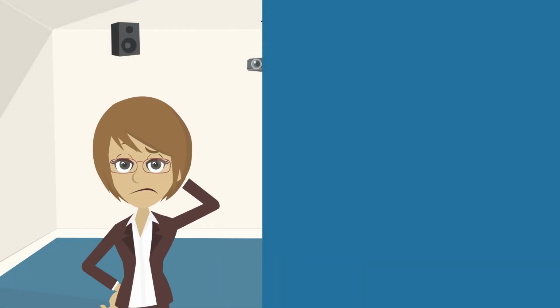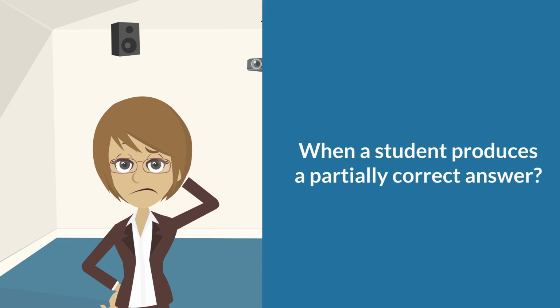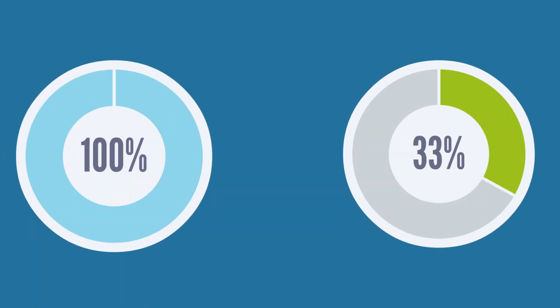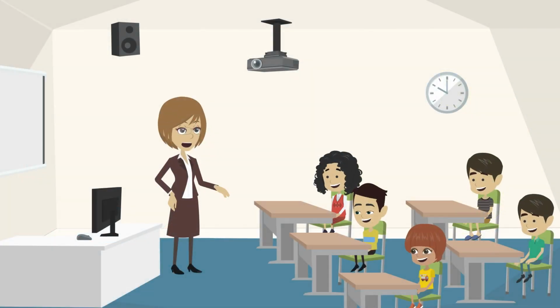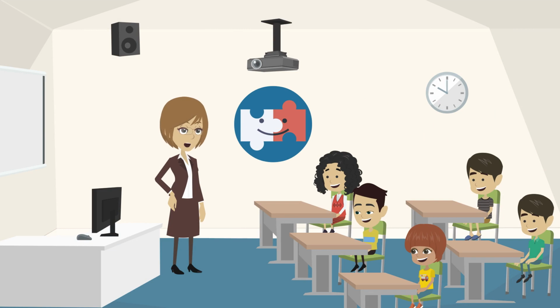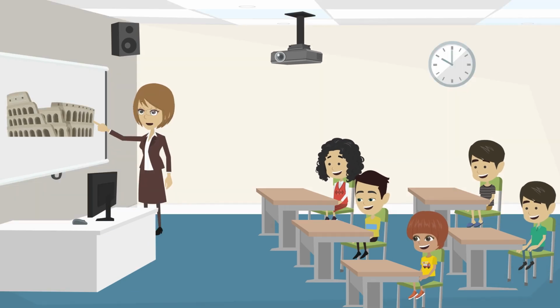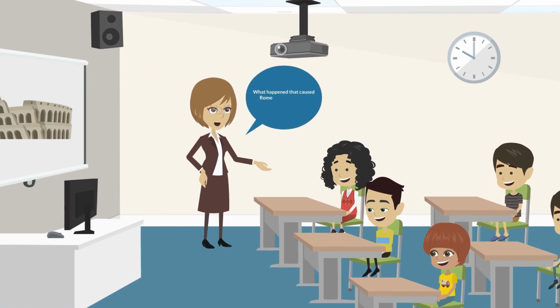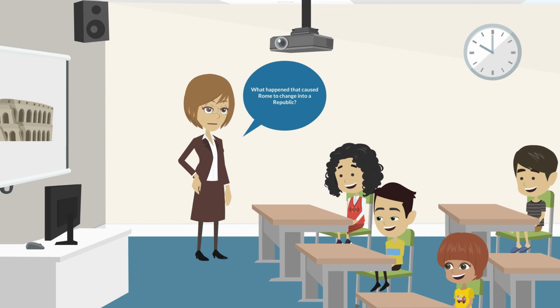So, how can a teacher respond more effectively when a student produces a partially correct answer? Many times, a student is almost correct or is close to the correct answer, and the teacher will respond by telling the student he is correct and supplies the missing information. For example, a class of third grade students are studying ancient Rome. The teacher asks, "Molly, what happened that caused Rome to change into a republic?"